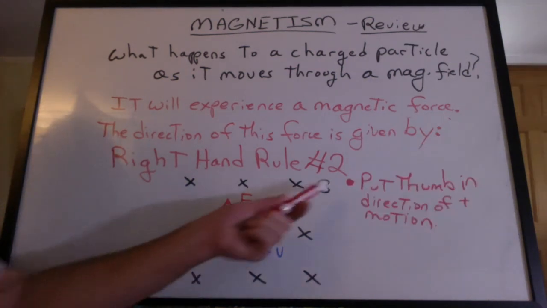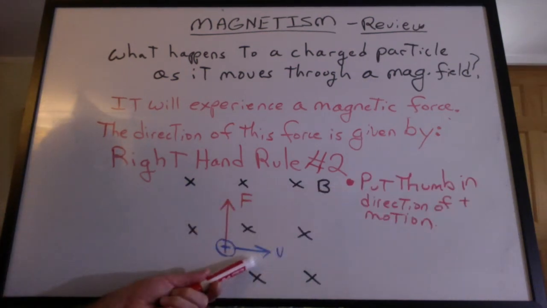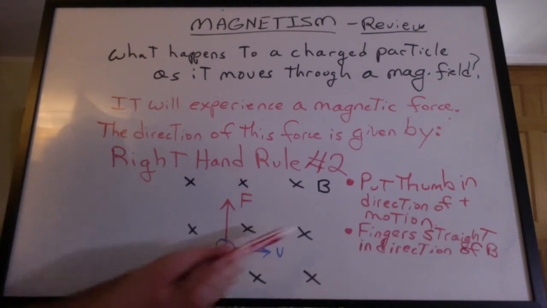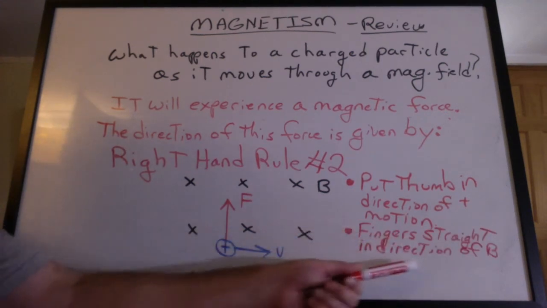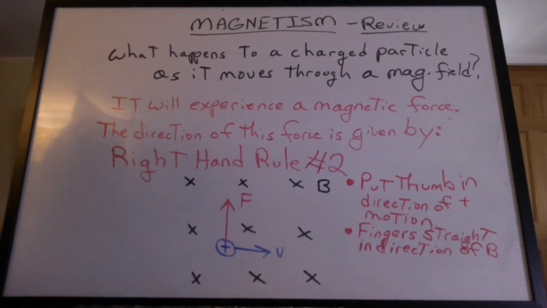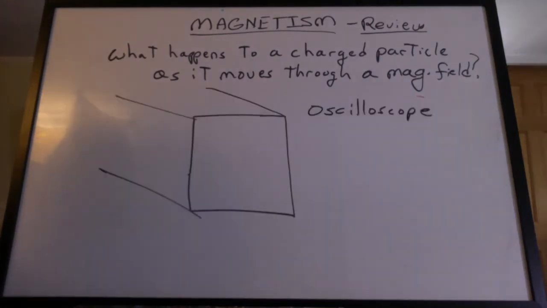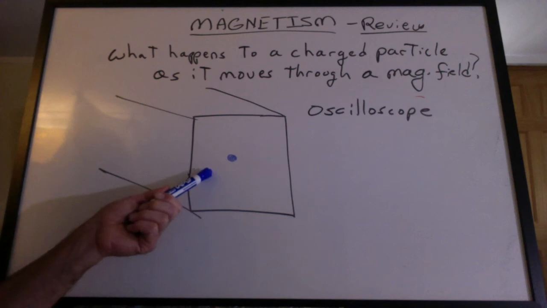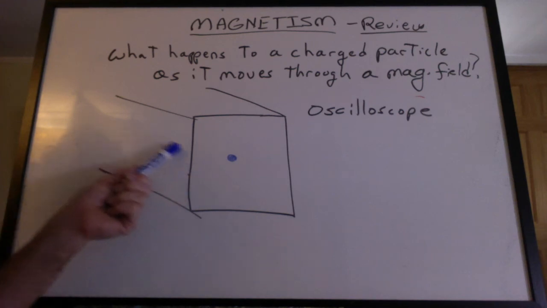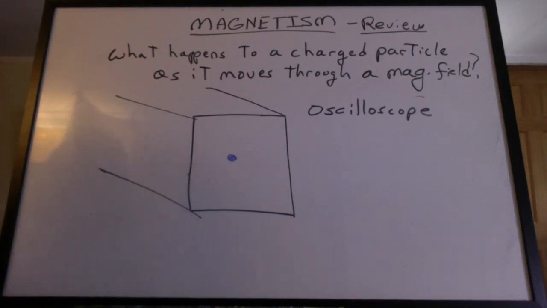So you have to put your thumb in the direction of positive motion. Your fingers go straight in the direction of the magnetic field. That would be into the board. And the force comes out of your palm. We saw this right-hand rule demonstrated with the oscilloscope. We saw the light produced on the phosphor screen from a beam of electrons that was accelerated towards the screen.